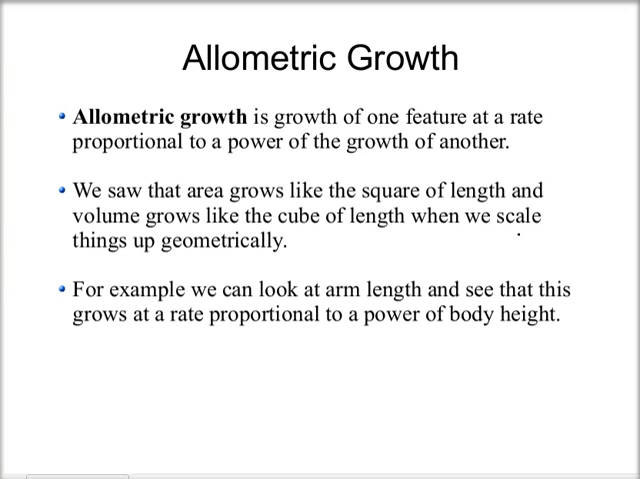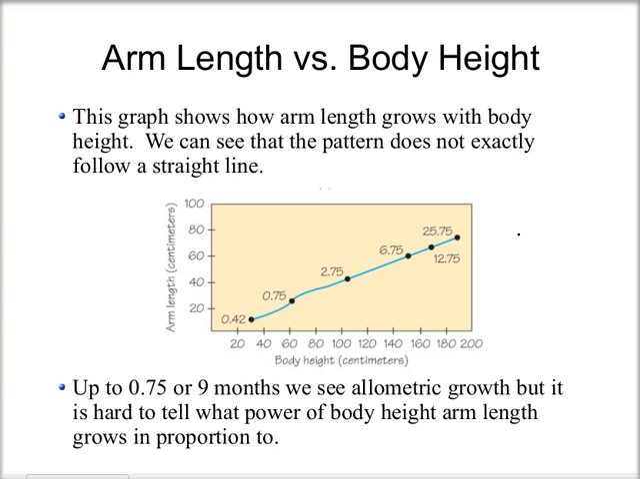For example, we can look at arm length and see that this grows at a rate proportional to a power of body height. So we saw that arms get longer relative to height as a person grows. This graph shows how arm length grows with body height, and we can see that the pattern doesn't exactly follow a straight line. You've got kind of a curve here in between the first two data points, and that curve indicates that that's allometric growth instead of geometric growth.